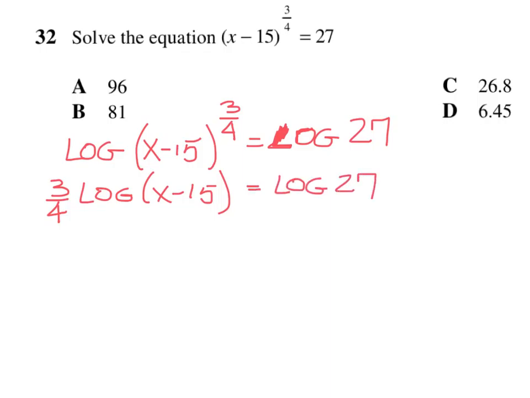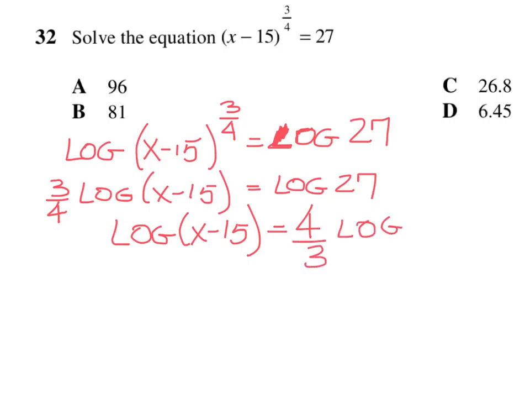Now if I divide both sides by 3/4, if I divide something by 3/4, it's the same as multiplying by what? If I divide by a fraction, I flip it and then multiply. Flip and multiply. So you would have 4/3 over here.